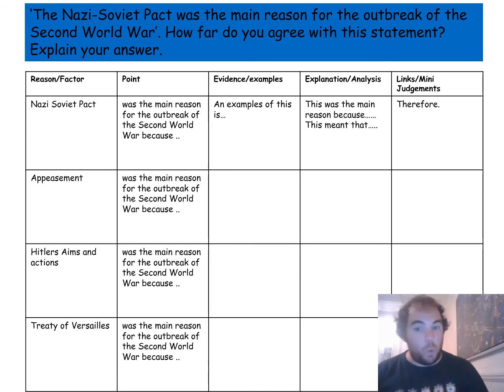You don't have to cover all four of these factors, but you need the Nazi-Soviet pact plus two others, so drop the one that you're perhaps least confident on, and use what you filled out in this table to help you structure another two paragraphs on top of the Nazi-Soviet pact one, in explaining how these helped contribute to the Second World War and whether you think they were the main reason for the war beginning.